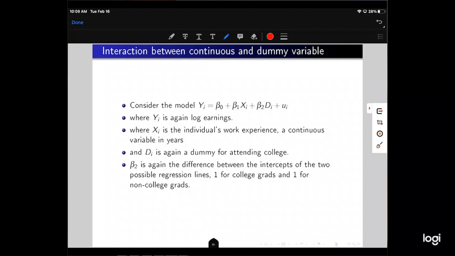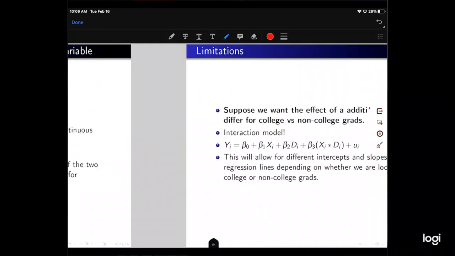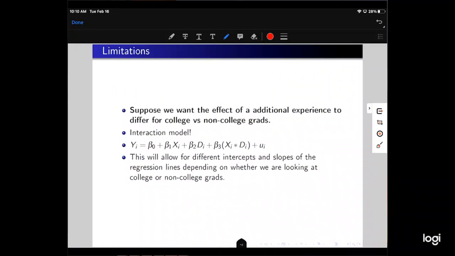So we have an intercept for non-college grads when d is equal to 0, and an intercept plus another value, beta 2, when d is equal to 1. Okay, so there are limitations to the model on the previous slide. Suppose we want the effect of an additional experience to differ for college versus non-college grads.